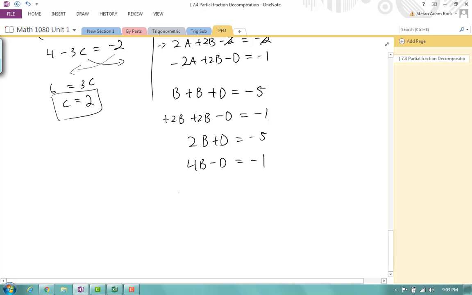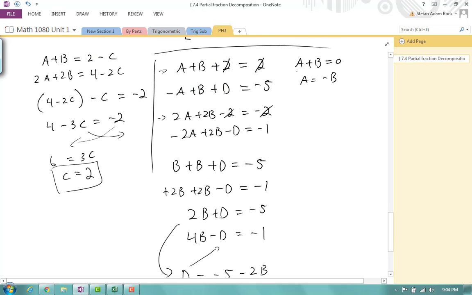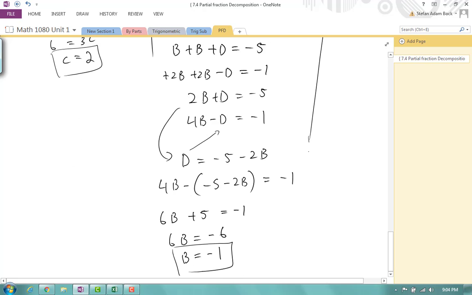So from the first one, I'm going to subtract b from both sides, and that'll give me d equals minus 5 minus b. And I'll plug that in up there. So I have 4b minus, minus 5 minus b, and that's equal to minus 1, which is going to let me solve for b now, because that's all that's left. 4b plus 5 plus b, so that's 5b plus 5 is equal to minus 1. If I subtract 5 from both sides, I have 5b equals minus 6. Alright, and since a was equal to minus b, that means a is equal to positive 1.